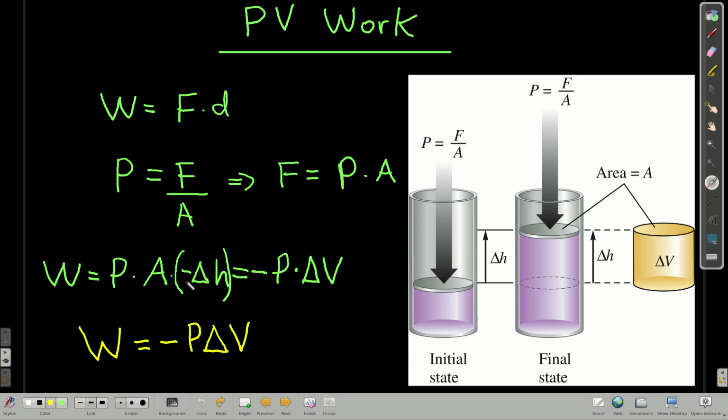Now the negative comes here because if this is being compressed, if the final volume is less than the initial volume, then our delta V is negative. But when you press on the system, when you compress it, you're adding energy to it, you're doing work on it. So we want our sign for W to be positive if our delta V is negative. So we put this little negative sign in here, and we end up with the expression that you should memorize, that work is equal to negative pressure times delta V, change of volume, negative P delta V.